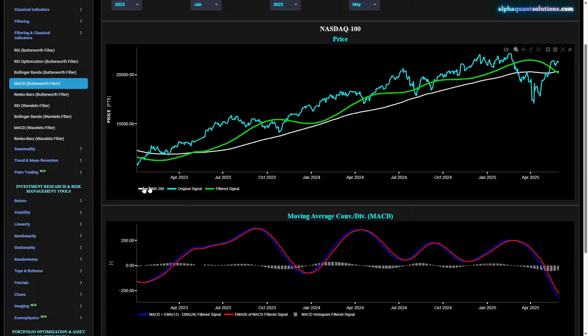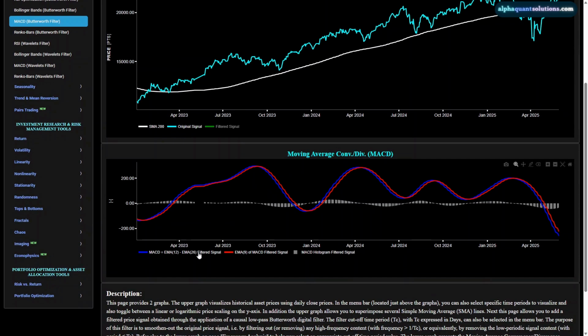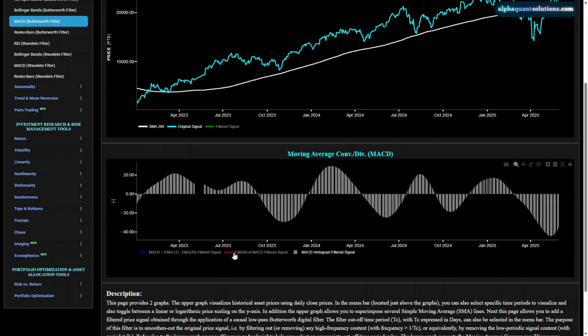So this means in the top graph, we will only keep the unfiltered price and the SMA in white. So if you click here on the label, the green one, it removes it from the chart. And for the bottom graph, we will only keep the histogram. So we will click on the blue and red labels to just remove them from the chart.